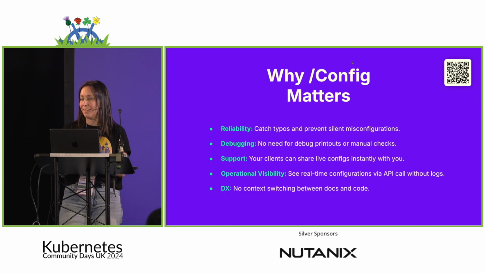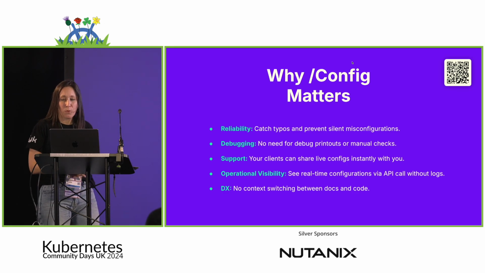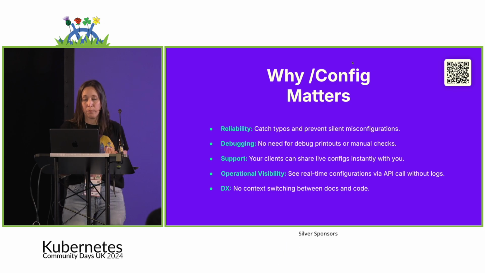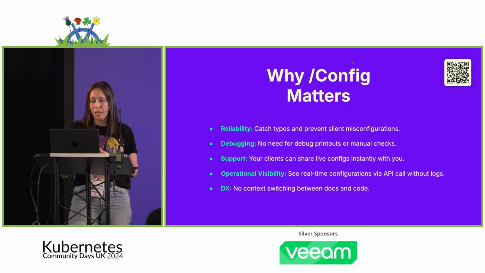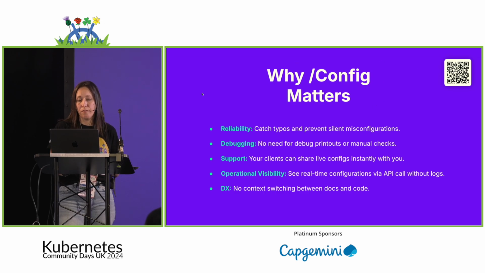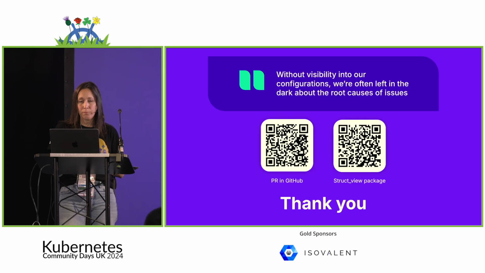Let's summarize why the config endpoint matters. It boosts reliability by catching typos and preventing misconfigurations. For debugging, no need for manual checks. On the support side, clients can share configuration instantly and speed up troubleshooting. You also get operational visibility; you don't need to check the logs. And from a developer experience perspective, it saves you the context switching between documentation and code.